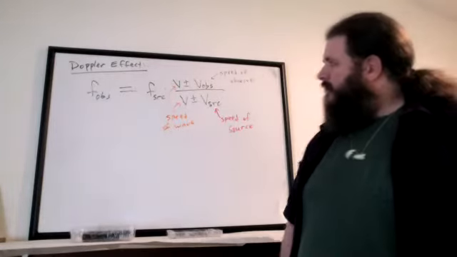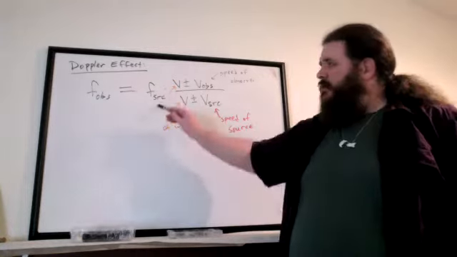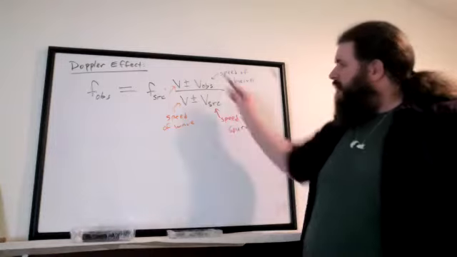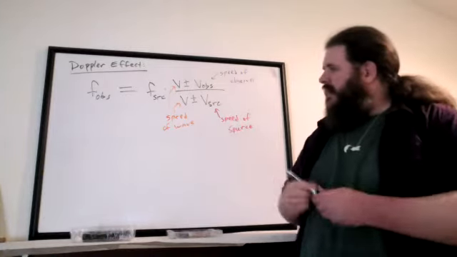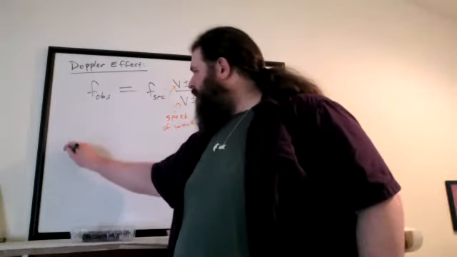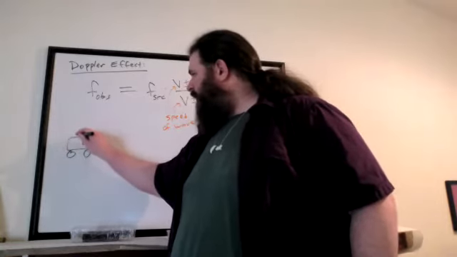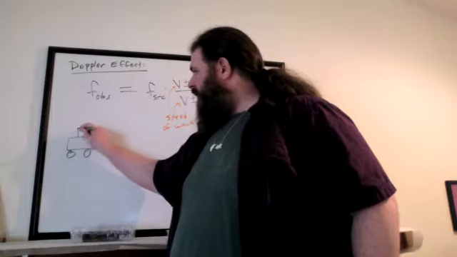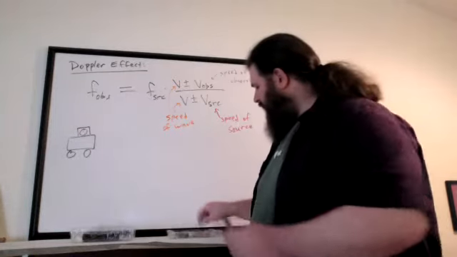All right, so Doppler effect equation: the frequency heard by the observer is the frequency created by the source modified by this ratio of speeds. So let's try an example. Let's say there is a car that's creating sound. Maybe there's a speaker mounted on the top, and this is creating a sound wave.